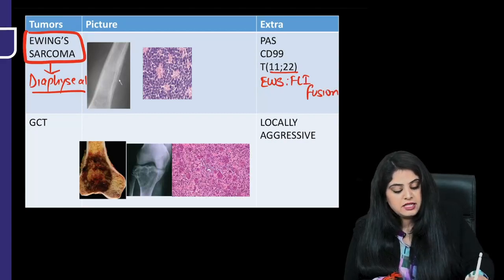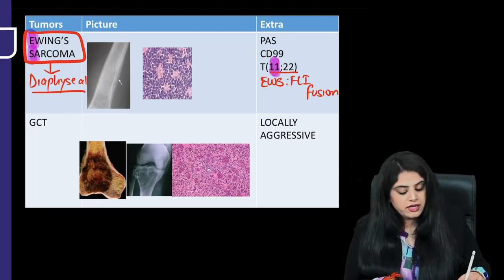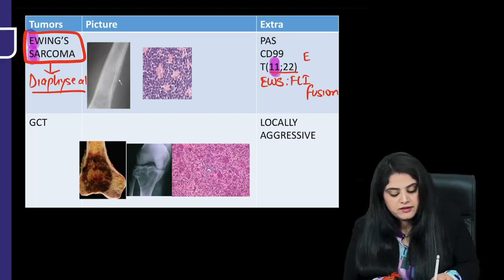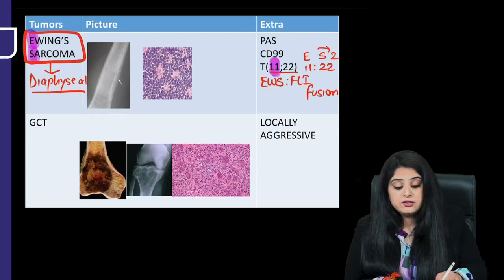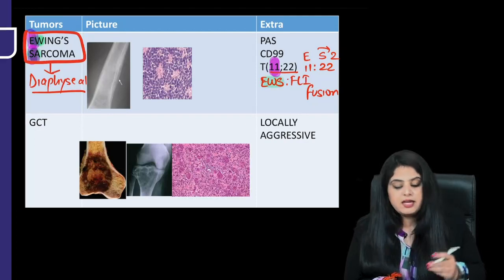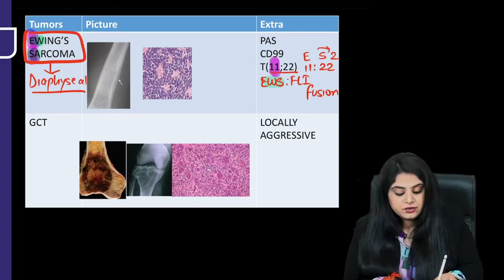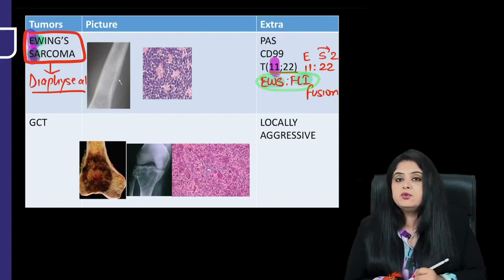In Ewing's you have the E, that is going to be 11, and the S you flip, that is going to be 22. So E is for 11 and sarcoma's S you flip, so that is going to be 22. 11;22 fusion. And how do you learn the fusion genes? So again you will learn EWS, that makes it Ewing sarcoma, and wings help you fly. So the other gene is going to be FLI. So it is an EWS-FLI1 fusion that occurs.